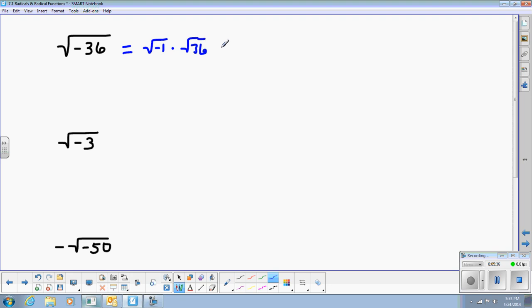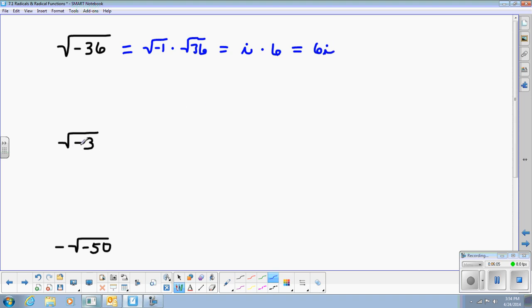The square root of negative 1 is called i. The square root of 36 is 6. So when we write our final answer, we will write it as 6i. The irrational number is written first, the imaginary number is written second. So the answer to the square root of negative 36 is 6 times i, or the imaginary number.